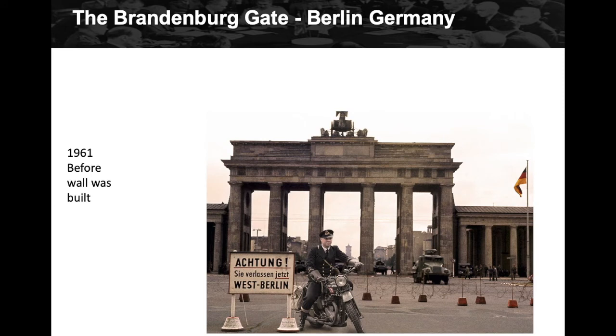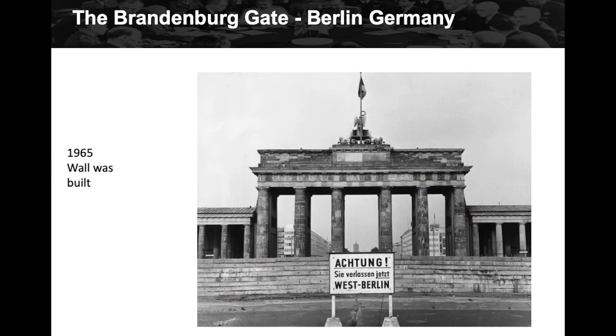1961, the Brandenburg Gate has been kind of repaired, and this was before the Berlin Wall was built. So there's just some wire across with a policeman. It basically says attention that you're going to be leaving West Berlin. If you cross this barbed wire, you're going into East Berlin. 1965, now you have a wall being built in front of the Brandenburg Gate. So 1965.